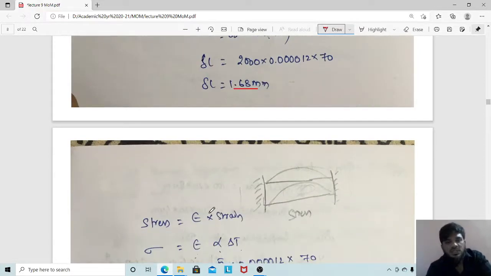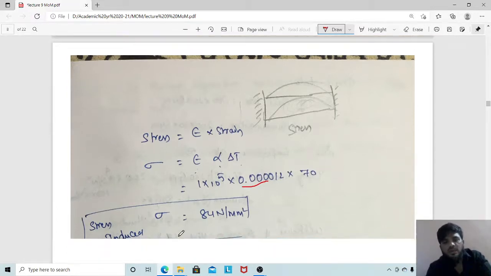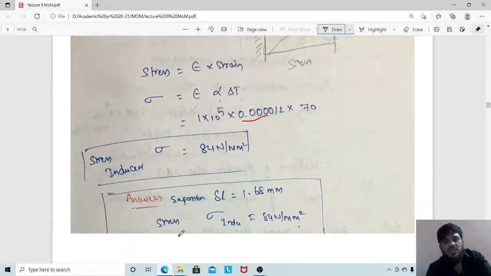With respect to this, how much stress is generated in the material? So we know that stress is equal to E into strain. So stress sigma is equal to E into alpha into delta T. E value we have calculated as 1 into 10 to the power of 5. Alpha value is given in the problem as 0.00112. This will most probably be given in your problem. Delta T is given. You can calculate the value of stress induced.